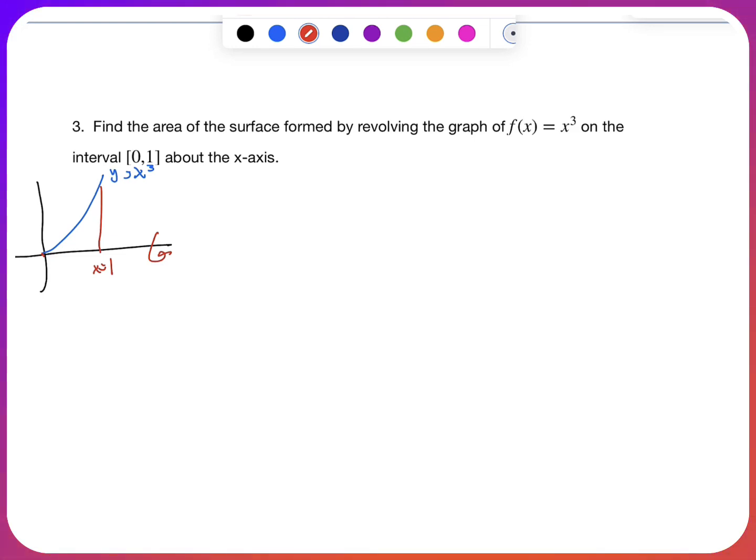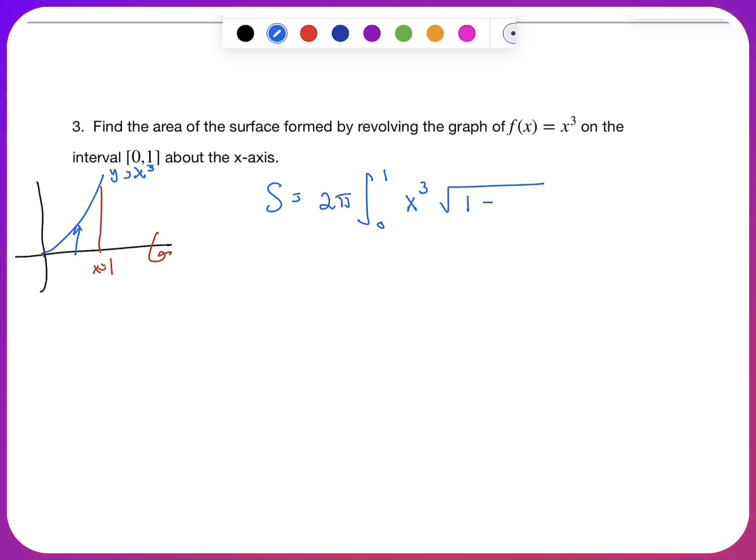So the first thing I have to do is figure out the distance that the graph of x cubed is from our axis of revolution. That's going to be our r of x. So we have 2 pi, the integral from 0 to 1. Now we have to figure out r of x. Well, r of x is just our function, because our distance is simply our function. So that's going to be x cubed. And then we're going to multiply this by the arc length.